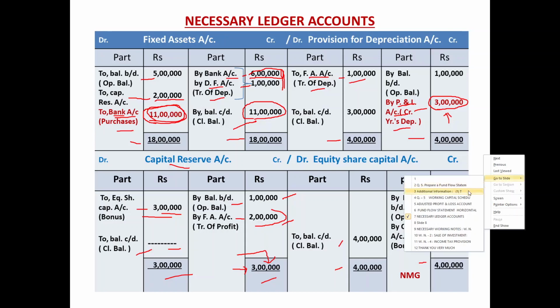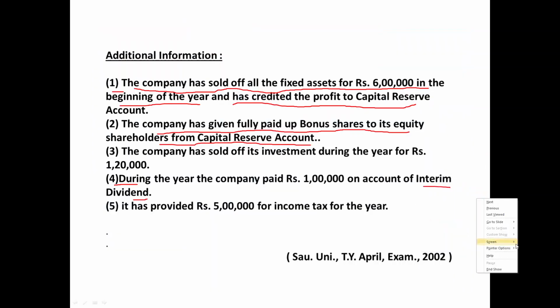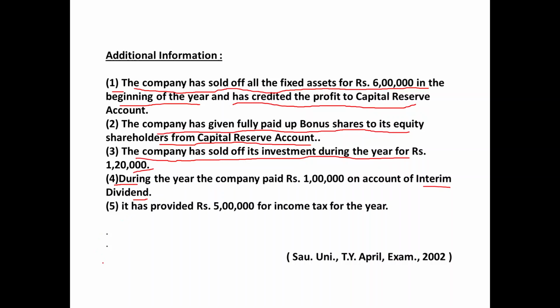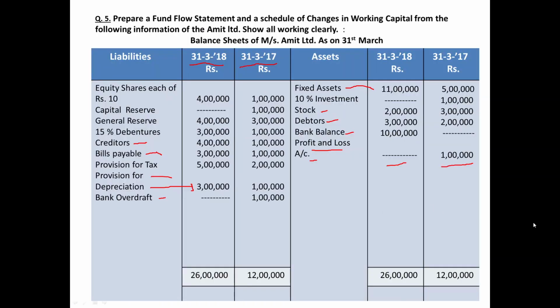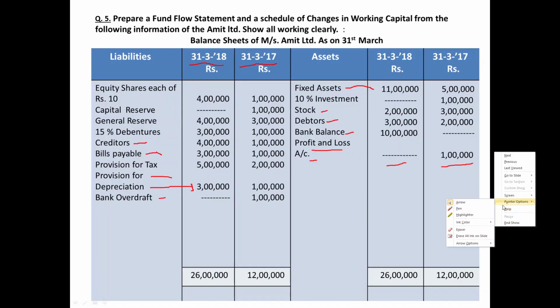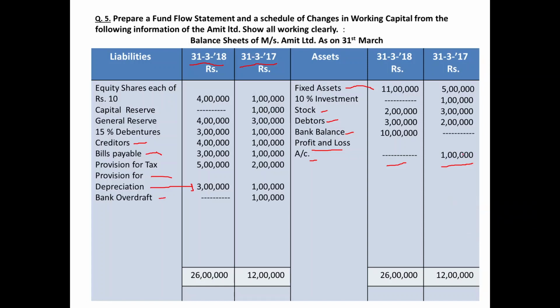Let us verify additional information once again for the next point of the question, point number 3. The company sold off its investment during the year for rupees 1,20,000. Let us verify the balance sheet. How much investment was there at the cost price which has been sold off in the current year for rupees 1,20,000? Come on the asset side.